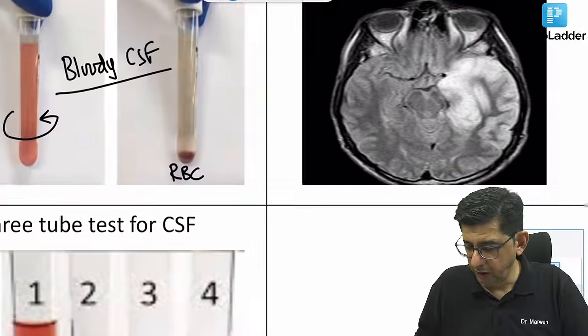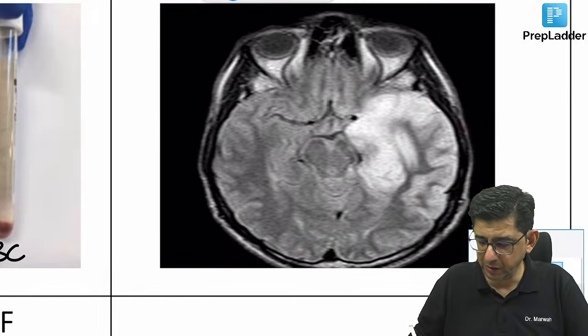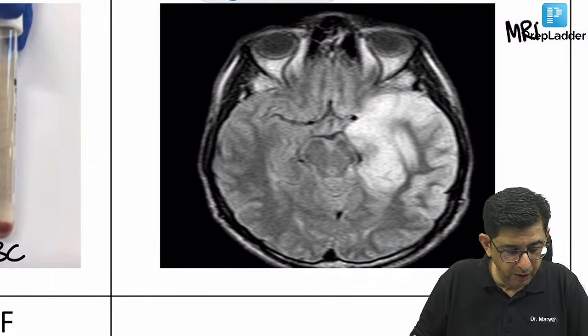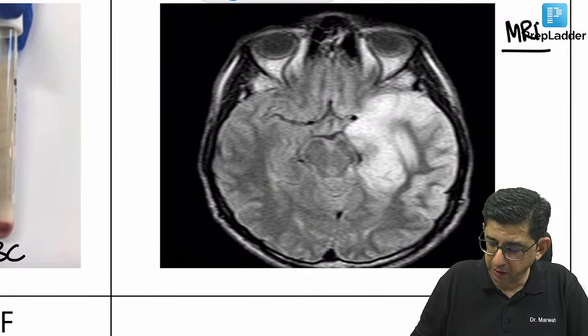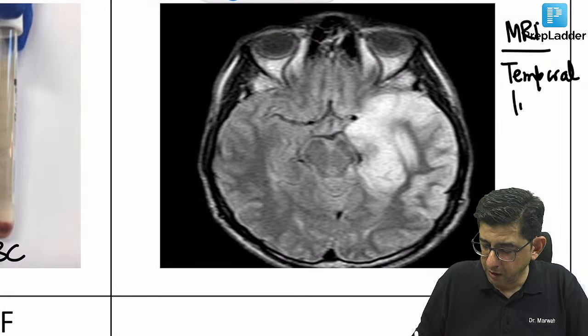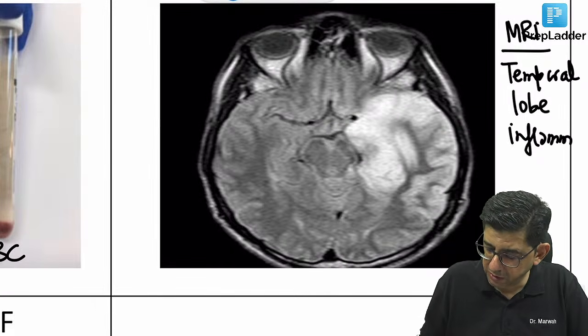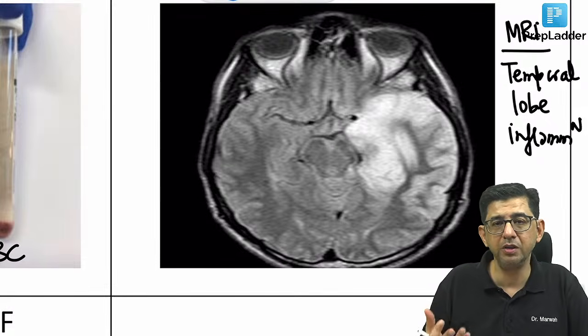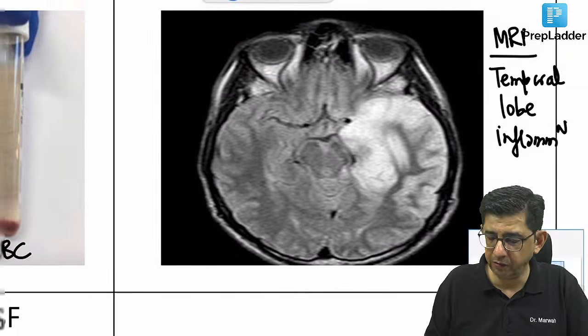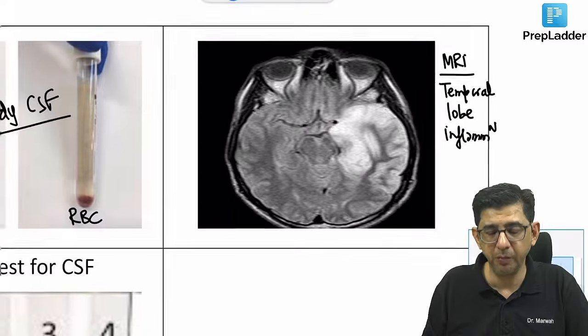Yes. Okay. And then you can check out the MRI of this patient as well. The MRI of this patient is showing a temporal lobe inflammation. Guys, it is not a case of subarachnoid hemorrhage. Not every question on a bloody CSF would have subarachnoid hemorrhage as the answer.